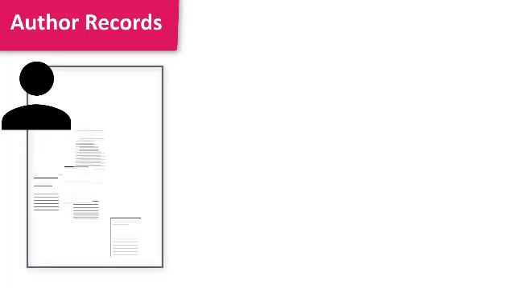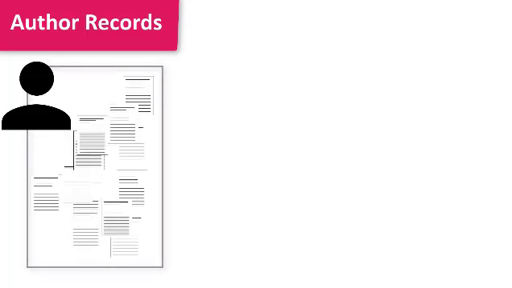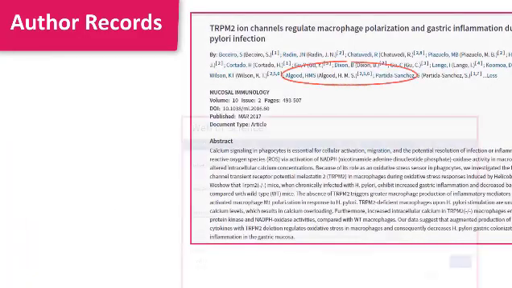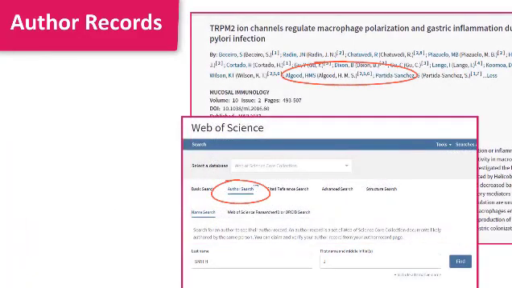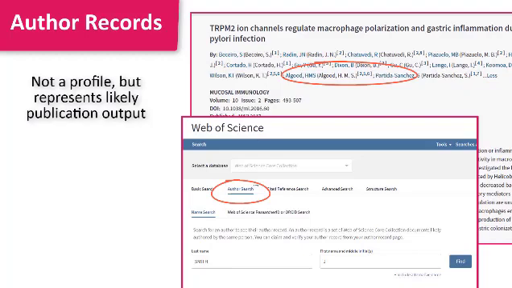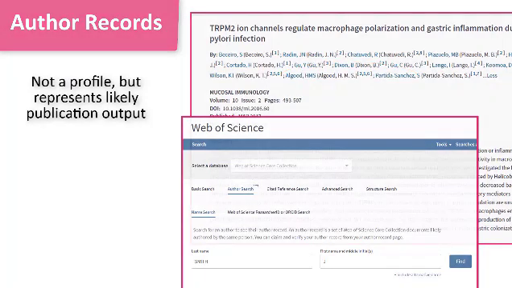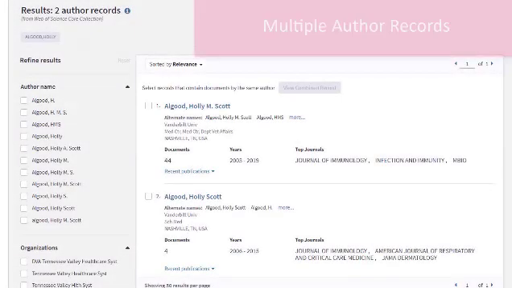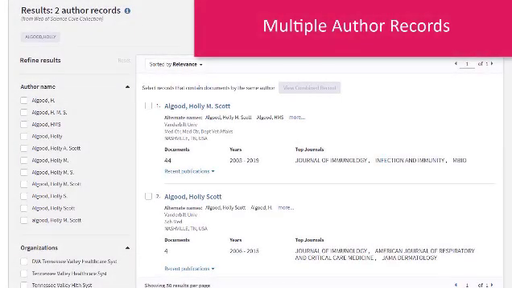The result is clusters of papers called author records. You can find these author records by clicking on an author name or by running an author search. These aren't profiles, but represent a set of likely papers for that person. One person may have more than one author record if they've changed their research focus, changed their name, or collaborated with different groups of authors.